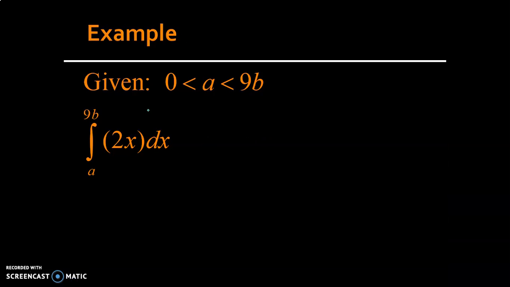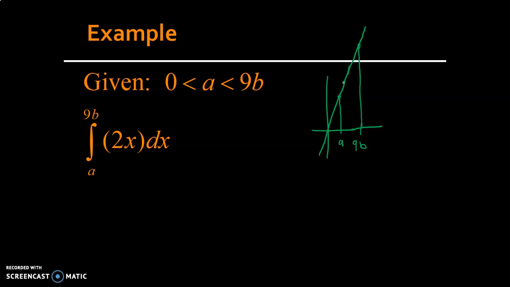All right. We'll do one more example. It's a little bit more abstract. So we're doing the integral from a to 9b of 2x dx. Now, we're given that 0 is less than a is less than 9b. So this value is lower than this value, but they're both positive. So let's graph 2x. 2x would go through the origin and have a slope of 2. And then we're going from a to b, to 9b. We don't know what a and b are. It doesn't matter because this problem isn't asking for a number answer. We're trying to come up with an expression to answer it.